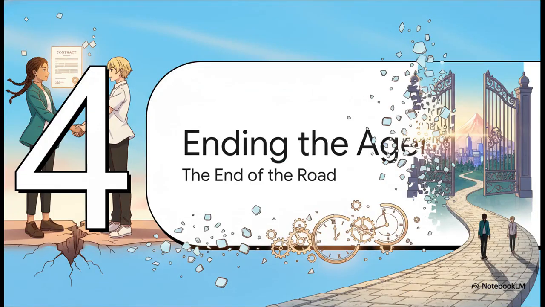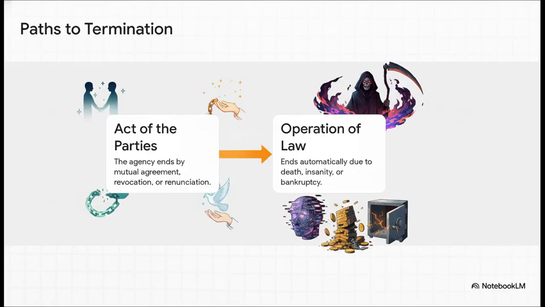But of course, not all relationships last forever, right? So how does an agency actually come to an end? There are basically two main ways this can all wrap up. The first one is pretty obvious, the act of the parties. They might both agree to end it, or one person just says, I'm out, and revokes the authority. The second way is a little more dramatic, operation of law. This is where the relationship ends automatically because of some major life event, like the death, insanity, or even bankruptcy of either the principal or the agent.